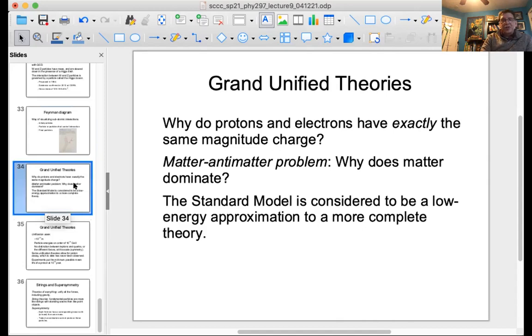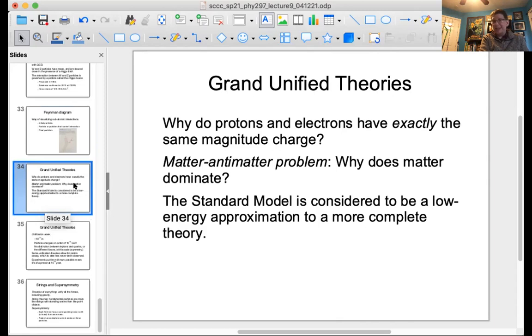Which brings us to, the standard model unites three of the four forces: the strong force from quantum chromodynamics, and the electric and weak forces from gauge theory. But ultimately, we want to unite these with gravity as well. And there are some other questions that need answering also.